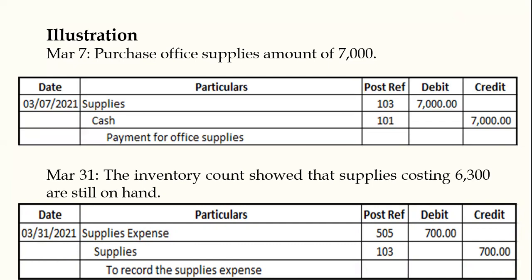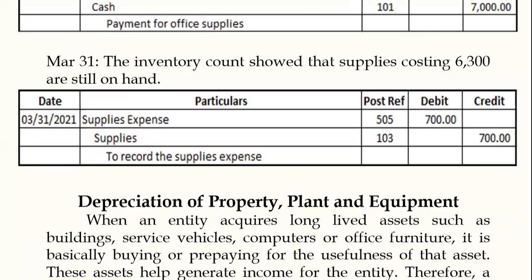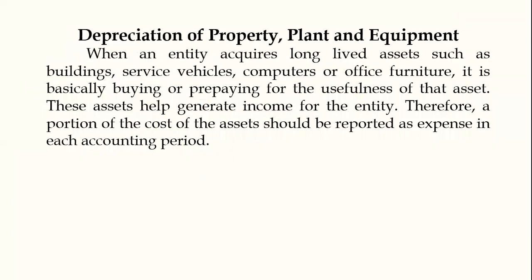All right? So I hope that is clear. Now, let's talk about the other thing that we need to make an adjusting entry for at the end of the month, which is called the depreciation of property, plant, and equipment.